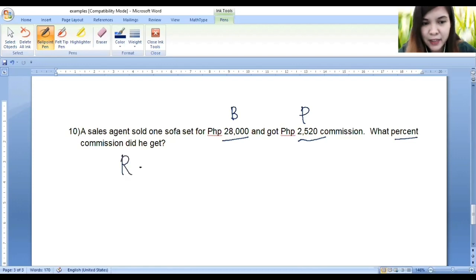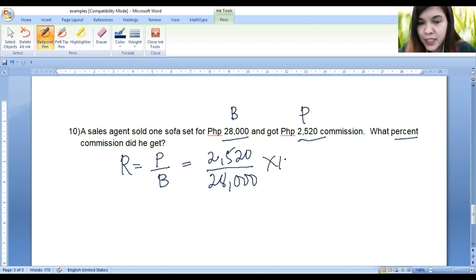So, alam natin pag rate, ang formula ay percentage divided by base. So, ang percentage natin dito ay 2,520. 2,520 divided by 28,000 pesos. So, times 100%. So, tandaan nyo para ma-convert sa rate. So, ang commission niya ay 9%.